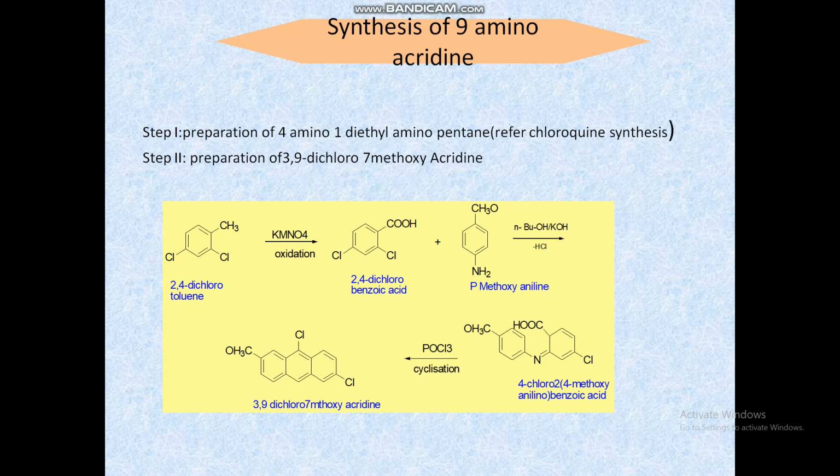First, 2,4-dichlorotoluene undergoes oxidation in the presence of potassium permanganate, and 2,4-dichlorobenzoic acid is produced. The methyl alkyl group is converted by oxidation to the acid. It is condensed with para-methoxyaniline, with elimination of hydrogen chloride. We get a 4-chloro-2-(4-methoxyanilino)benzoic acid derivative. Again it undergoes cyclization, and 3,9-dichloro-7-methoxyacridine is produced.